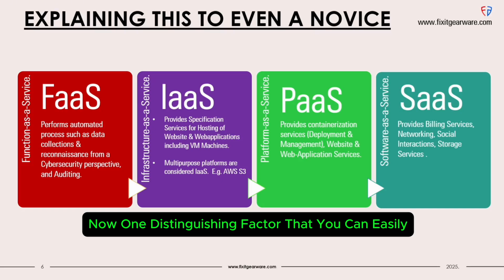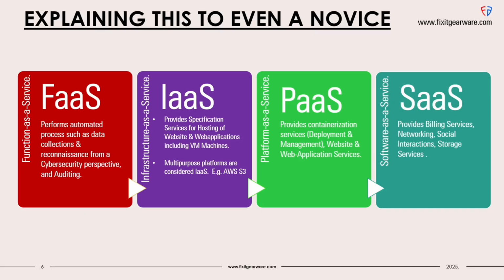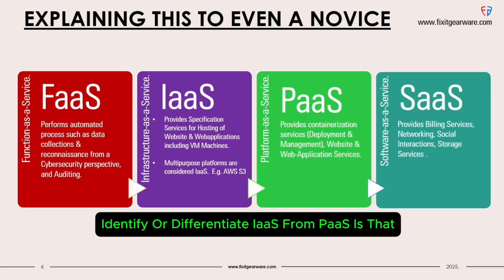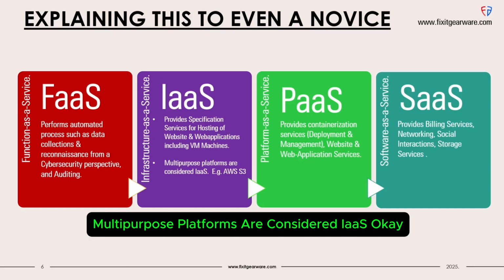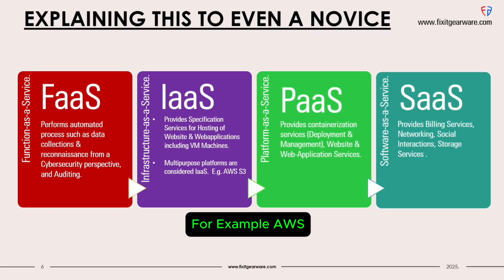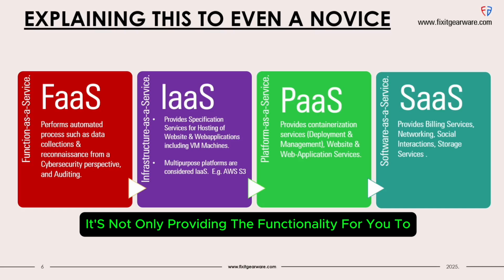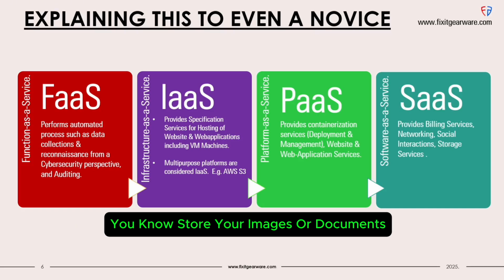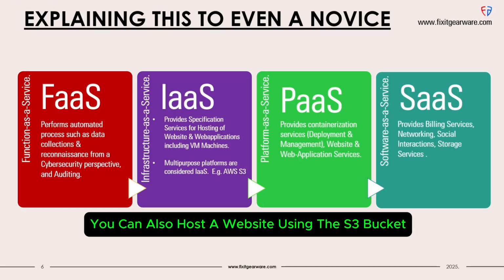Now, one distinguishing factor that you can easily use to differentiate IaaS from PaaS is that multipurpose platforms are considered IaaS. Okay? For example, AWS S3, which is the AWS bucket, is not only providing the functionality for you to store your images or documents. You can also host a website using the S3 bucket.